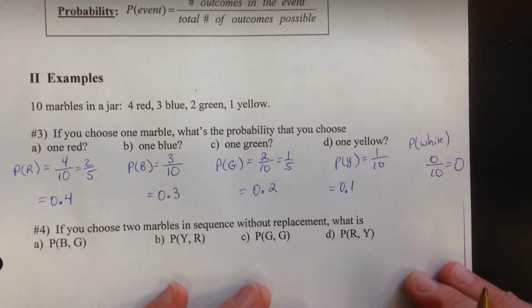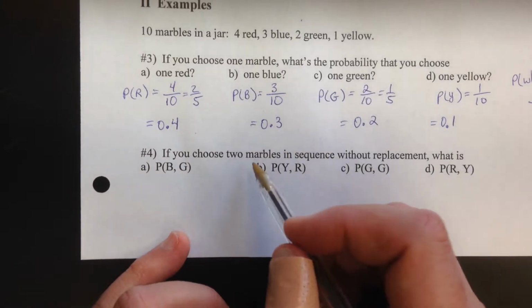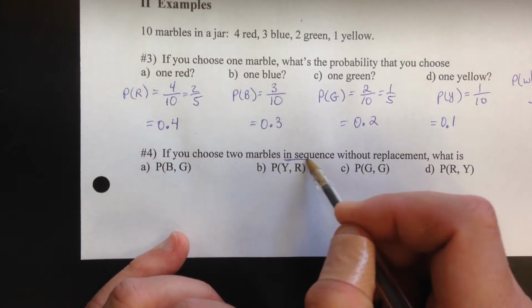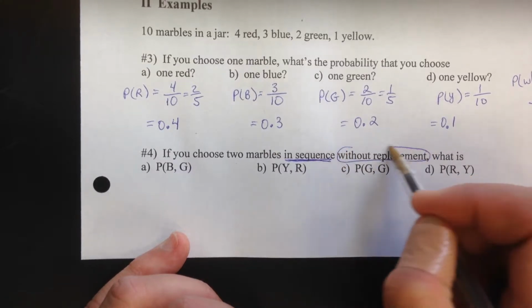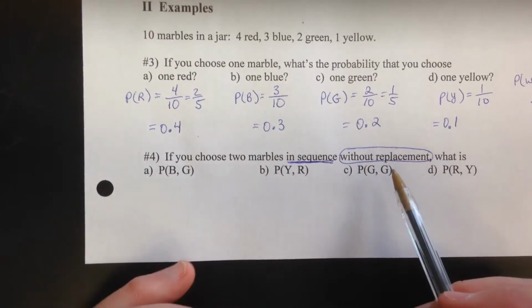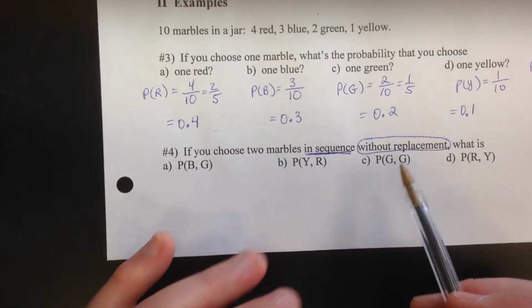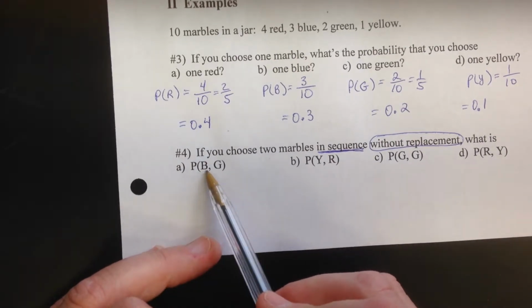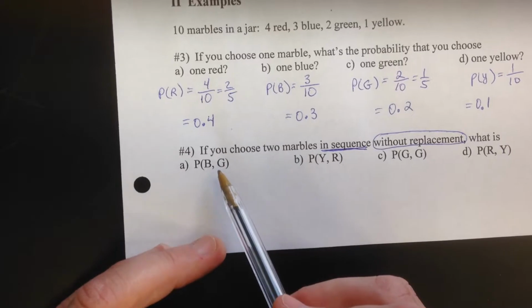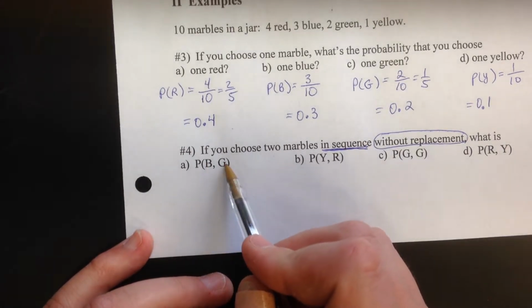Okay, so number 4. The game changes a little bit. What if you now choose 2 marbles in sequence without replacement? Now what that means is that we're going to take a marble, but we're not going to put it back before we take the second one. What is the probability that we choose a blue and then a green in that order?